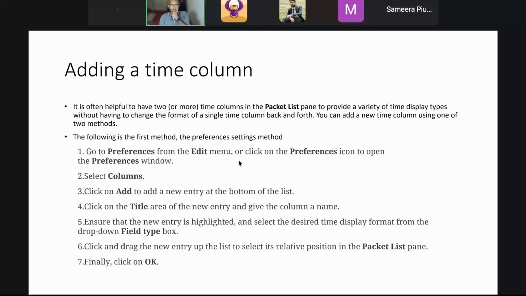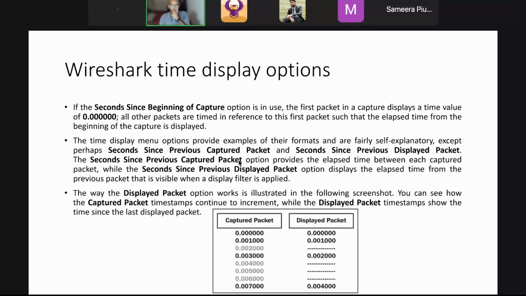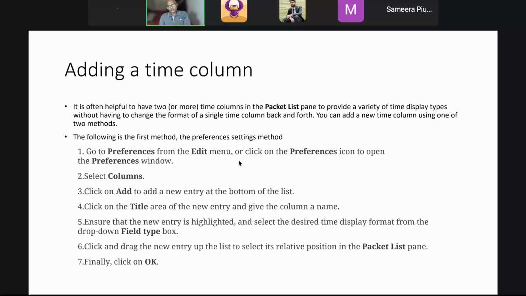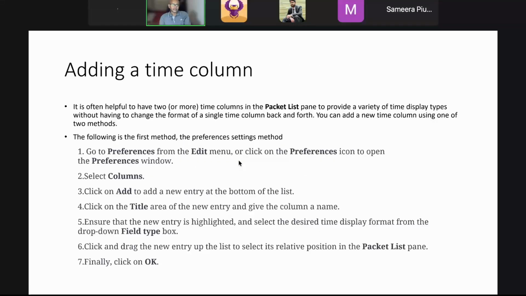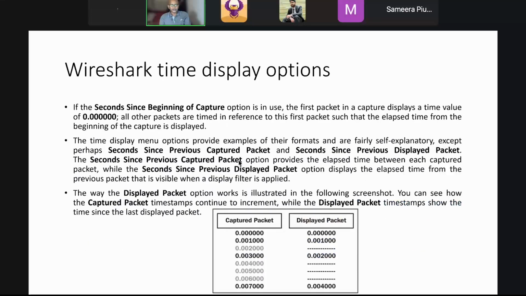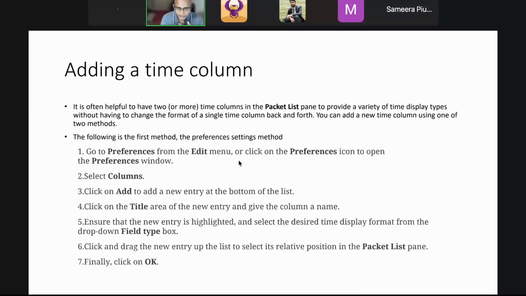Okay, let's move to the details on how to add a time column. You can add multiple time columns. You don't have to depend on the display time. You can select any of the ways we have seen here, and add another time column based on your preferences. Go to the Edit menu, the Preferences icon to open the Preferences window, then select Columns.